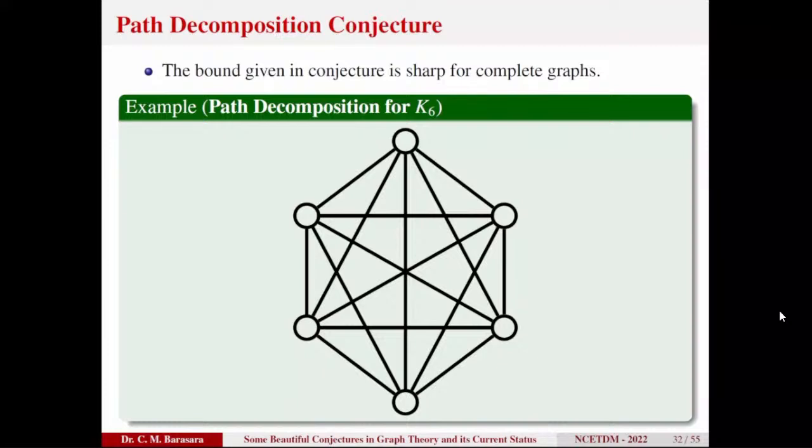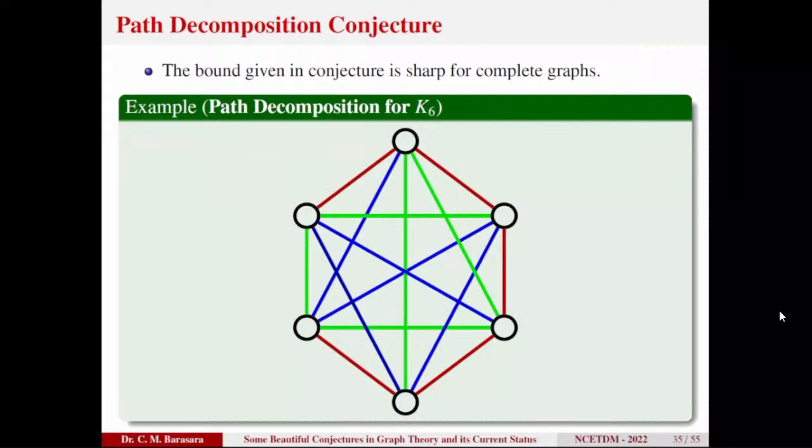Similarly, one more example I have taken is K6. For K6, we would require (6+1)/2, that is 7/2, 3.5, and the lower bound of it is 3 parts. We can decompose the K6 using 3 parts. This is the first one, and this is the second one, second path. This is the third. So the bound is sharp.